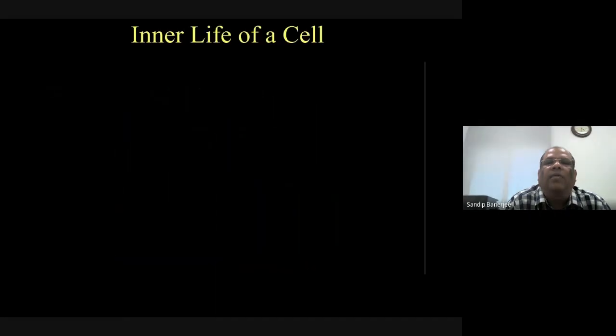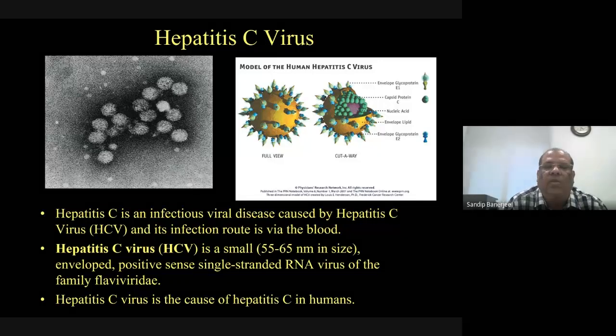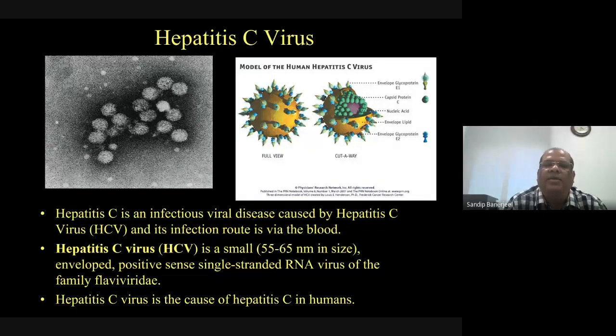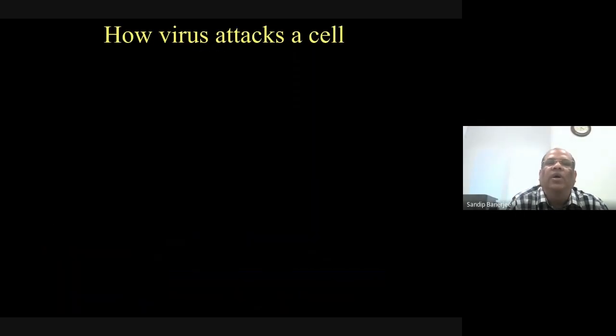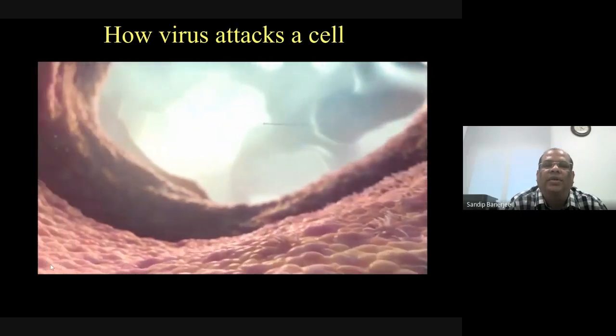Okay, now let me come to the model. So when you model a virus, obviously you need to know a little bit of information about the virus. So what I'm going to show is the application of this dynamical system in this particular model. So I will emphasize more on that. As you can see, the route of this virus is through the blood. And this hepatitis C virus causes hepatitis C in humans, which ultimately gives rise to cirrhosis of liver. And this is an animation of how the virus attacks the cell.